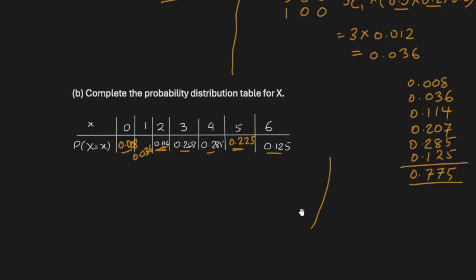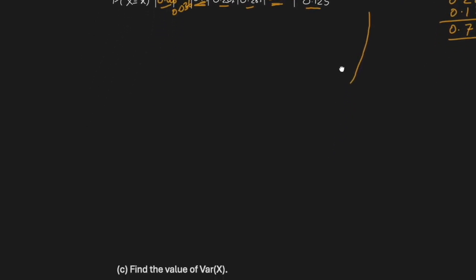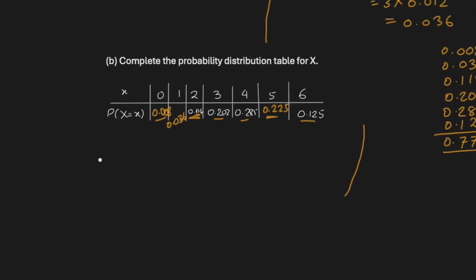Okay, do we have something else here? Yes, find the value of the variance. So the variance of X we have to find out, and the formula for that is the sum of X squared times P(X), minus the mean squared, because we have not found any mean in this one. The mean is the sum of X times P(X). This is the formula for variance.